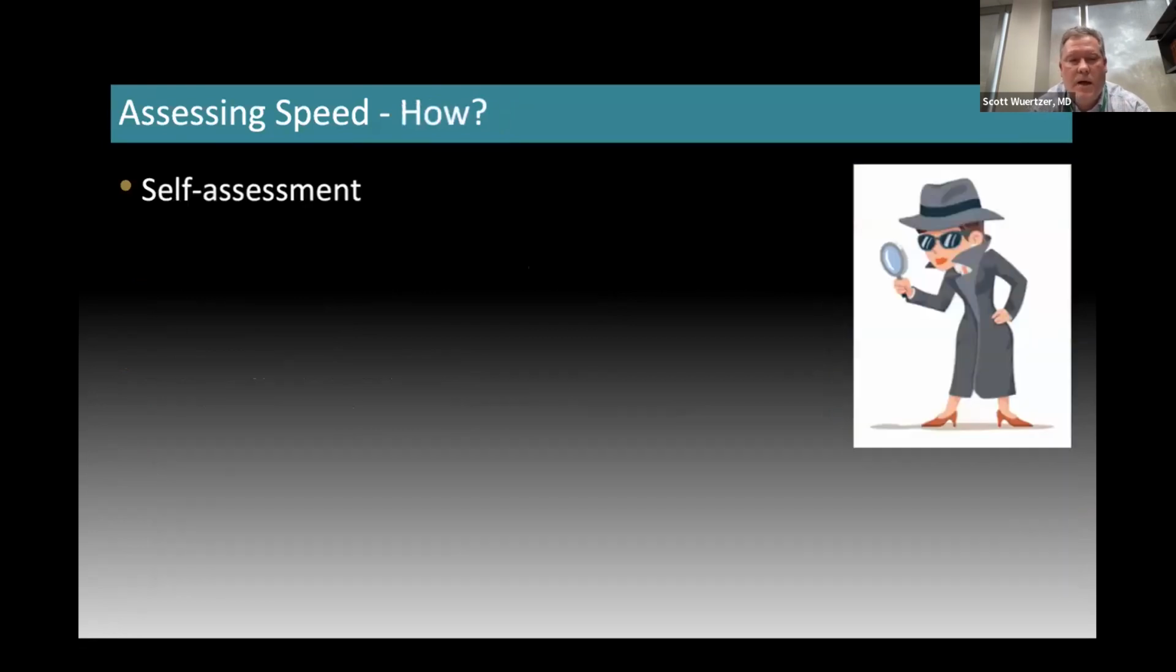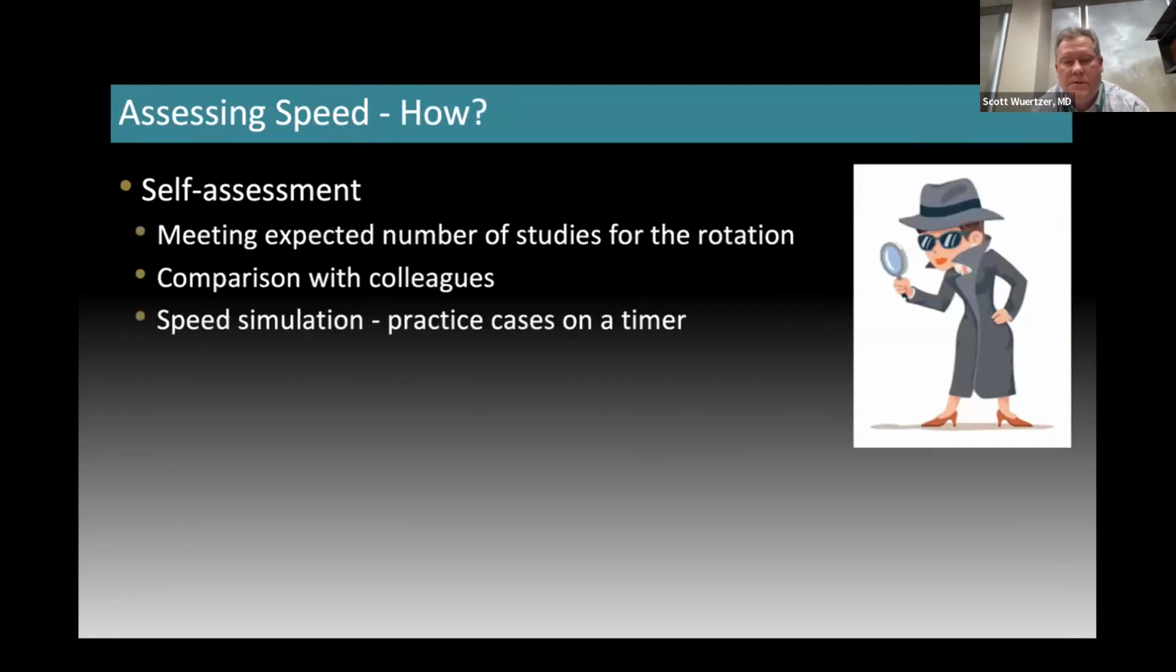How do you assess it? Well, a lot of times, as I've already said, the residents are very clued into it. They know how many studies they're reading. They know if they're meeting these expectations. A lot of times on our rotations at Wake, we'll have first years paired up with other first years, so they're sitting side by side, which allows them to bounce ideas off of each other. They know how much volume their colleague sitting beside them is reading.